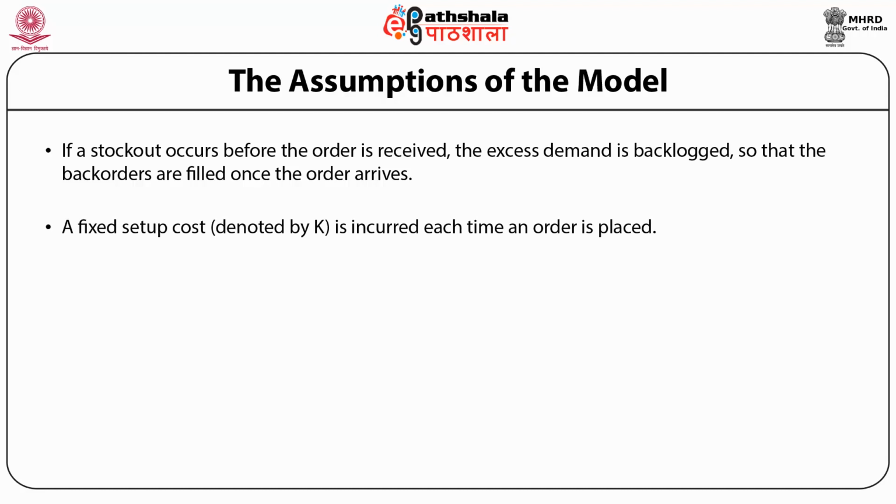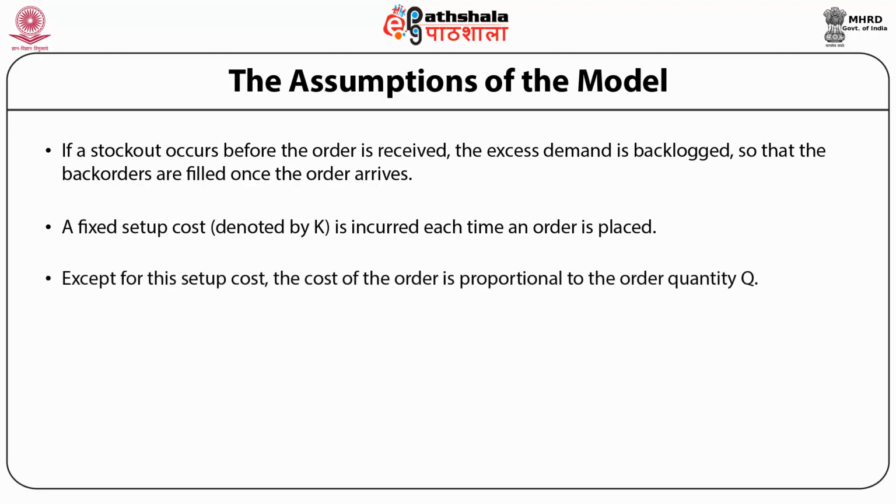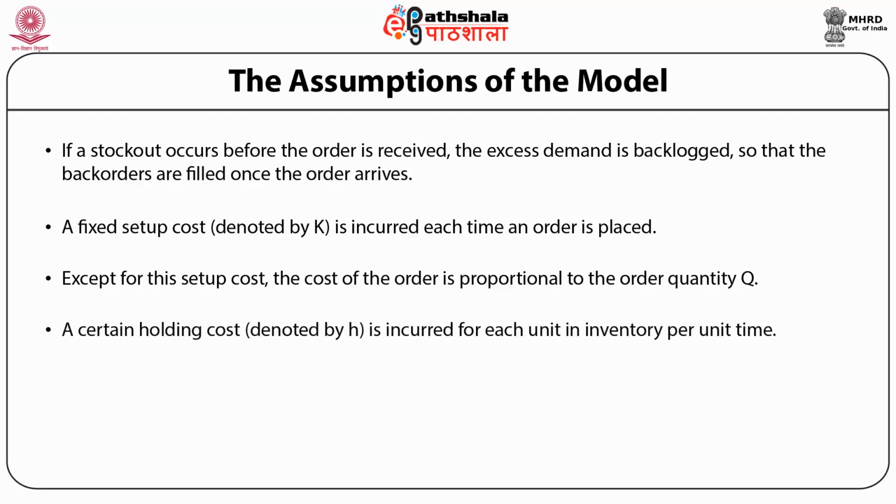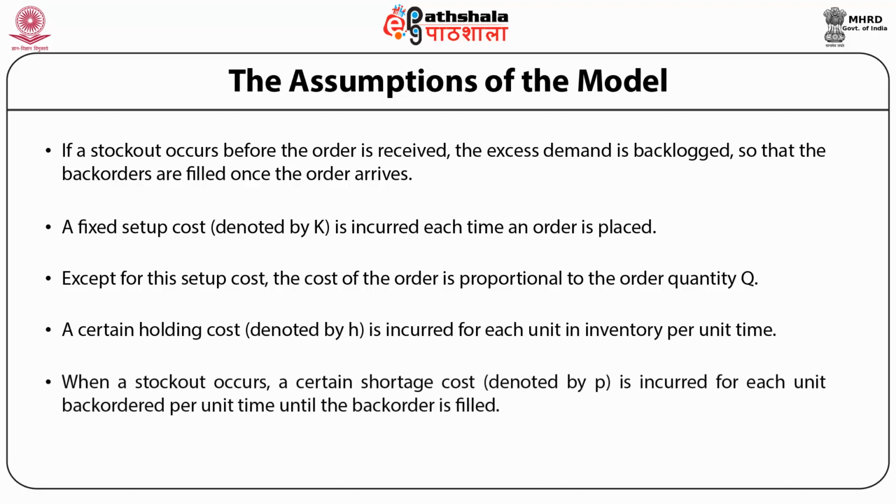A fixed setup cost denoted by K is incurred each time an order is placed. Except for the setup cost, the cost of the order is proportional to the order quantity Q. A certain holding cost denoted by H is incurred for each unit in inventory per unit time. When a stockout occurs, a certain shortage cost denoted by P is incurred for each unit backordered per unit time until the backorder is filled.